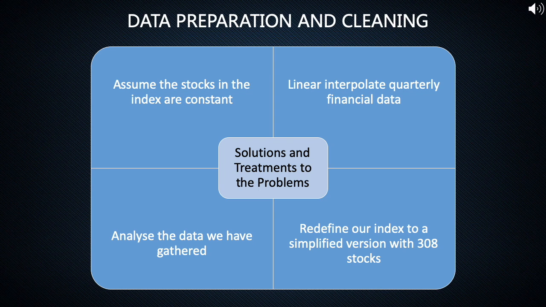We also had to analyze the data set to make sure that all the stocks we're using have enough data. Otherwise, there might be problems during the training. So after analysis, we redefined our index with a simplified version such that all the stocks we are using will have sufficient data. And at the end, we were able to come up with 308 stocks out of the 500, which fulfill the criteria and allow us to have very little missing data, which we can train into our model.